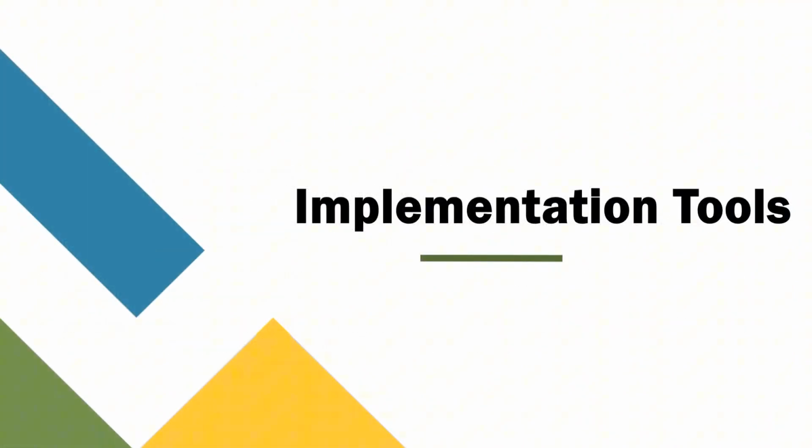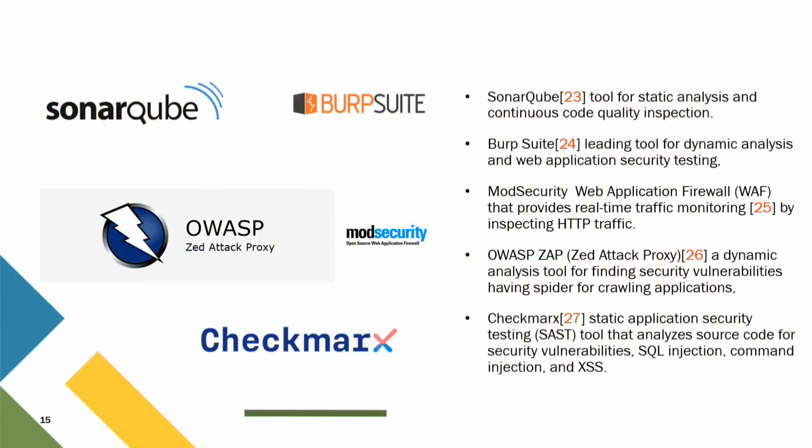Moving towards the implementation tools, there are a number of tools in the market and in the industry that are very useful in code injection detection and prevention. These are the five main implementation tools: SonarQube, Burp Suite, ModSecurity, OWASP ZAP, and Checkmarx. SonarQube is a static analysis tool; it inspects code and detects vulnerabilities in it. Burp Suite is a tool for dynamic analysis, and it filters HTTP requests and CI/CD pipelines.